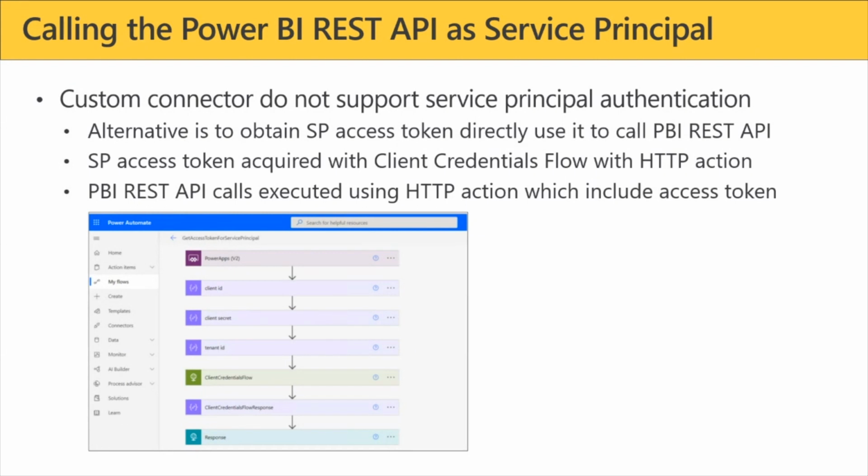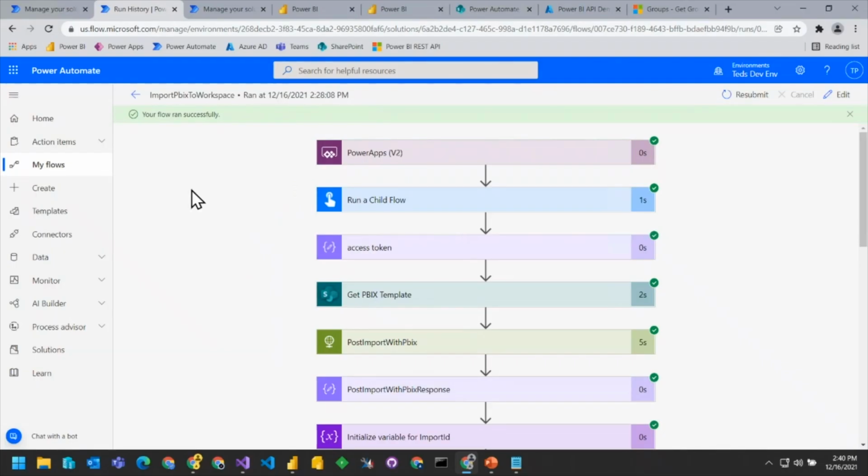Now, one of the things in my last demo I didn't go into yet is this whole idea of calling the Power BI REST API as a service principal. Now, the way we're going to do that, as I mentioned, is that we can't use custom connectors.